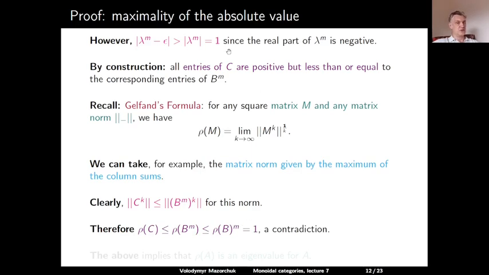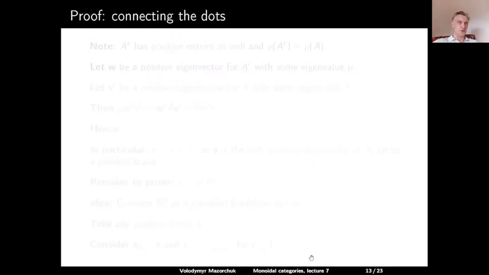And this contradicts the fact that we have found an eigenvalue for C of absolute value strictly greater than 1. So this implies, in particular, that the spectral radius of A is an eigenvalue for A. So the spectral radius of A is a real number, and it is an eigenvalue for A. So now we have to connect our definition of R and V with the spectral radius for A.